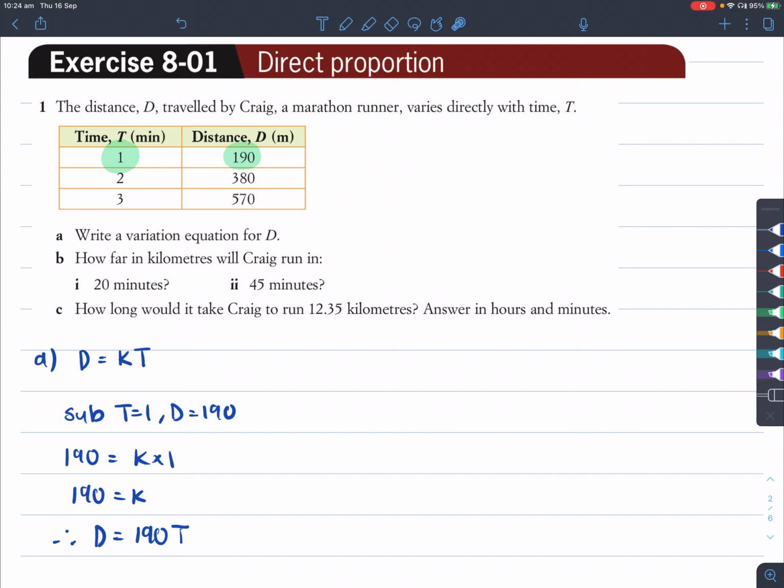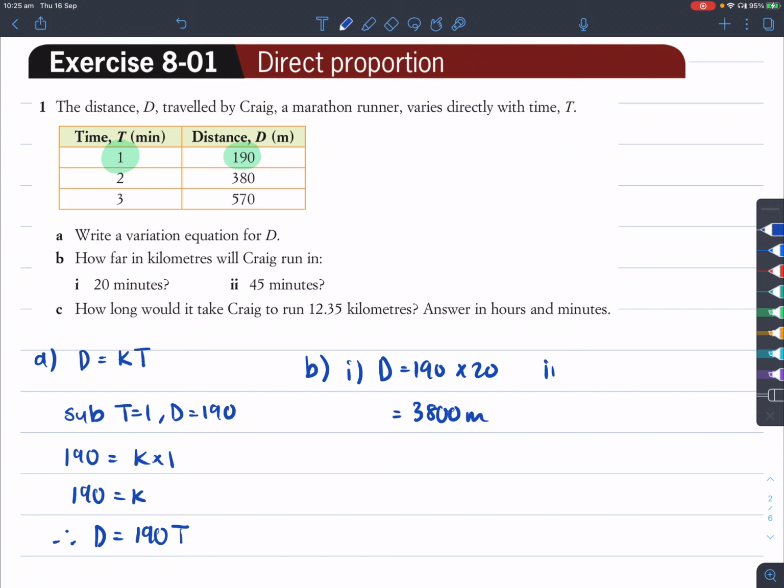In words, this means the distance is 190 times the time. Now, look at question B. How far in kilometers, which is d, the distance, will Craig run in 20 minutes? We've got t here as 20 minutes. We're going to substitute that right in. So for part 1, we'll have d equals 190 times 20, and that will be 3,800 meters, or 3.8 kilometers.